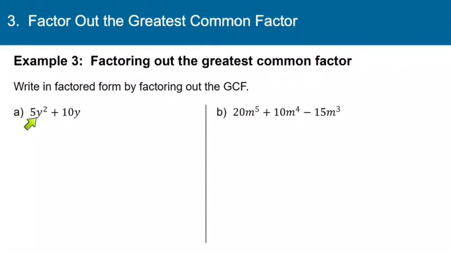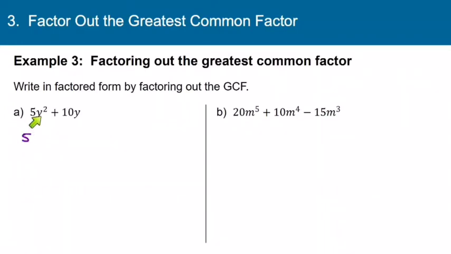And in part A we have 5y squared plus 10y. So what I do first is I build my GCF by working with the coefficients first and then the variables. So the coefficients are 5 and 10. Now what is the largest number that can go into both 5 and 10? Well, of course, that number is 5. And then I ask myself, is y common to both terms? Yes, both terms have a y, so I need to have a y in my GCF.